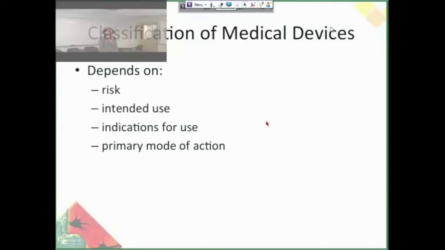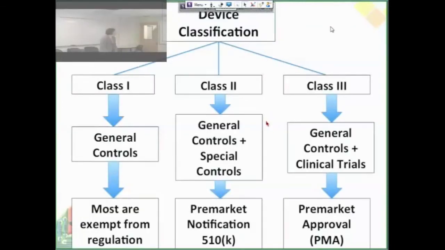The mode of action meaning if it's a drug, it's going to be classified as a drug, and if it's a biologic, it's probably going to be a biologic. Okay, but device classification, so devices can be class 1, 2, or 3, and that depends on their risk mostly. But there are some significant differences that happen if your device is classified as one of these 3 levels of risk.